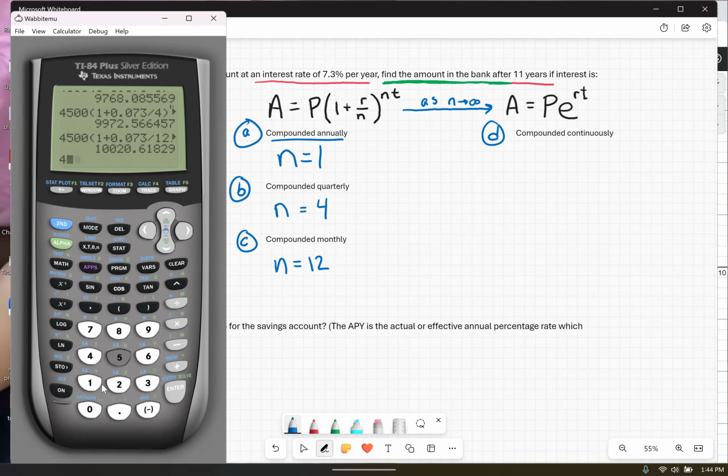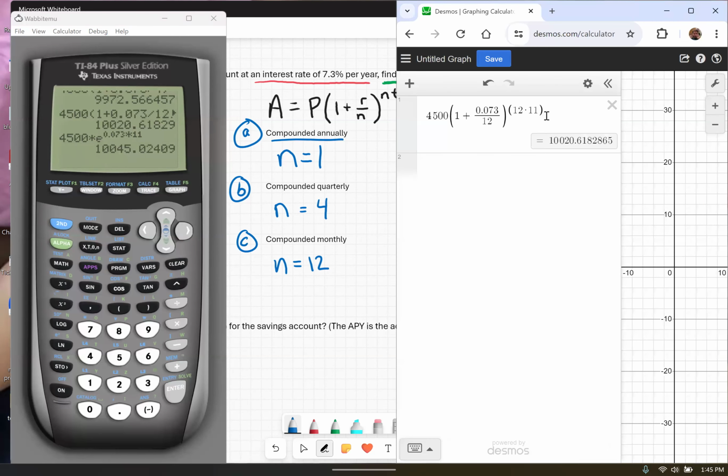So we're going to need that. So we'll do P, 4,500, times e, so second ln, raised to the power of R, 0.073, times T, which is 11. So all these numbers are given in the problem, right? They're all given in the problem. P e to the RT. And so we get an even larger number, $10,045.